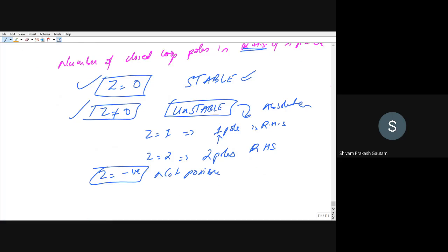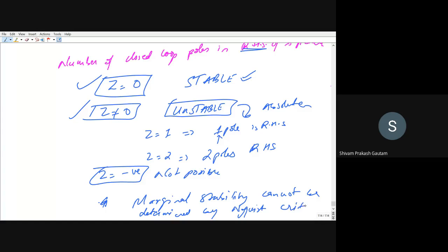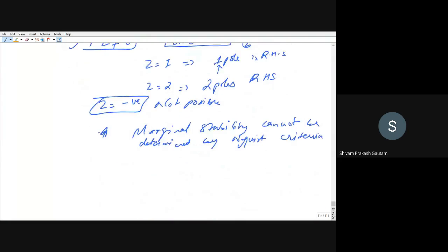One more disadvantage of this is that we cannot find the marginal stability condition. Marginal stability cannot be determined by the Nyquist criteria. That means the system can be stable or unstable.